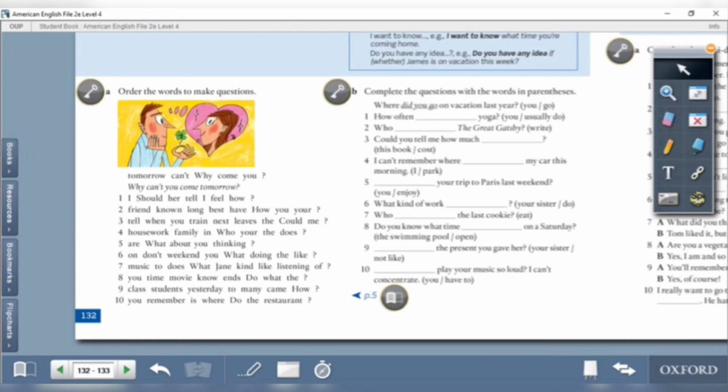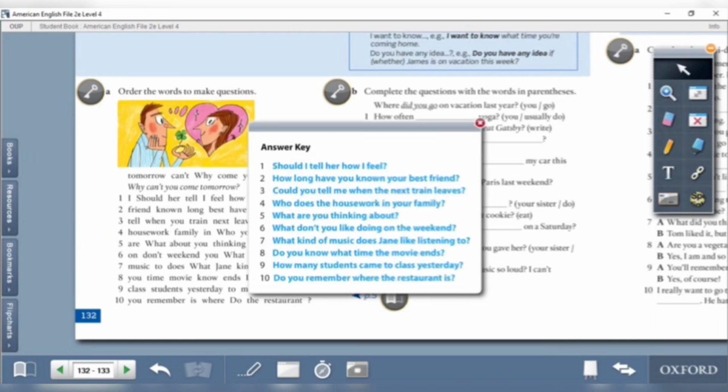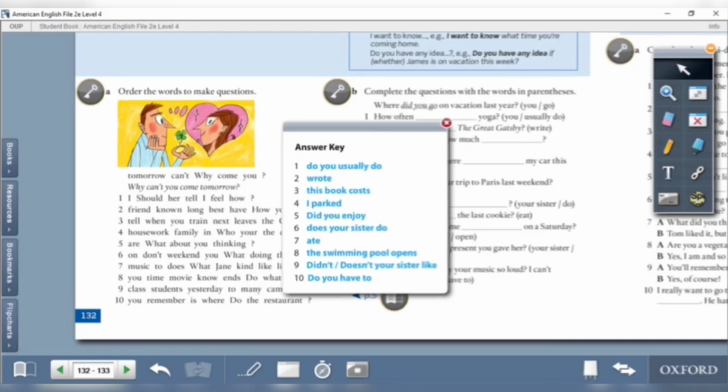I think you've got it. Let's see. Question A's answers. And this is question B's answer. Well done. Great job.